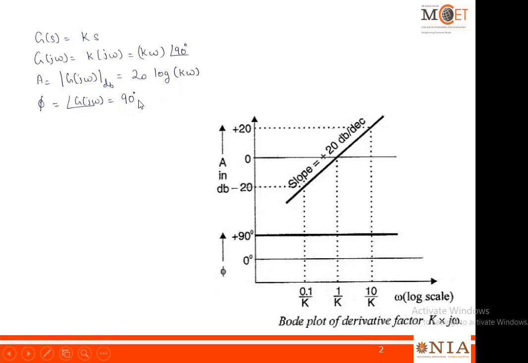Phase is irrespective of frequency, it is 90 degrees. So for any frequency, the phase is at plus 90 degrees. If the 0 degree line is here, the 90 degree line is drawn here.